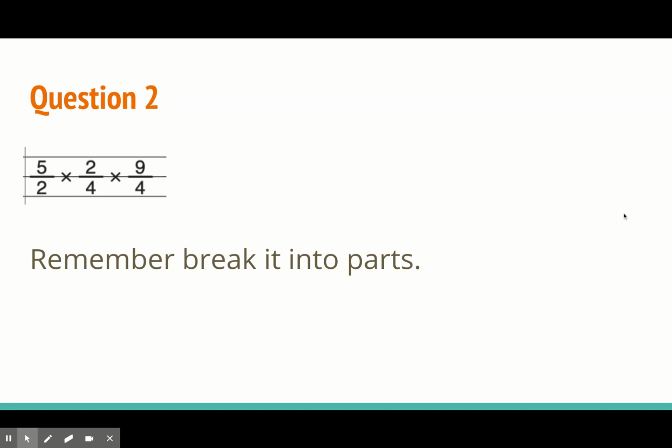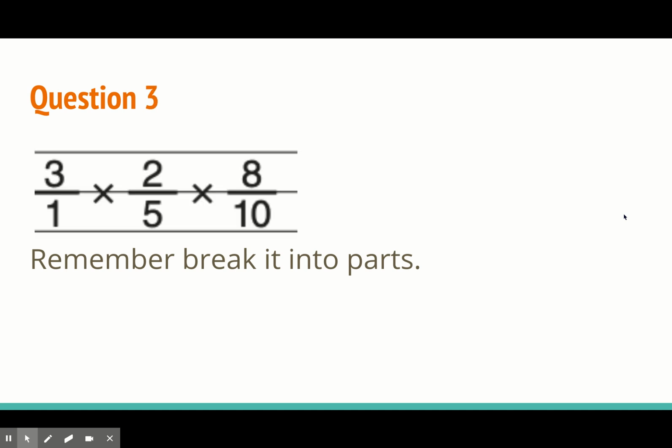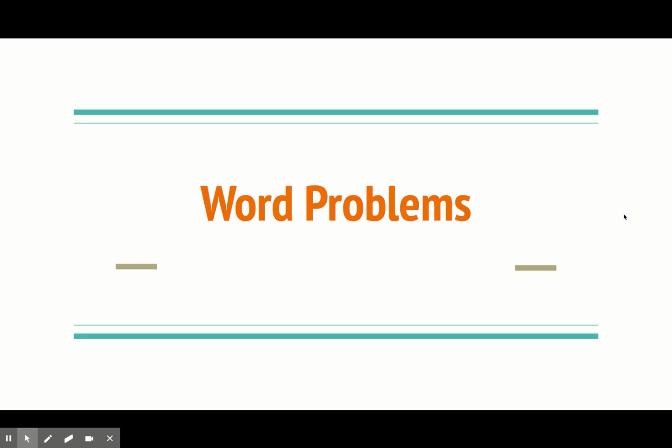What is 5/2 times 2/4 times 9/4? Pick your answer now. That's right. It's 90 over 16. Let's go on to the next one. What is 3 wholes times 2/5 times 8/10? Choose your answer now. Did you get 48 over 50? Because if you did, you got the right answer. Let's move on to some word problems.